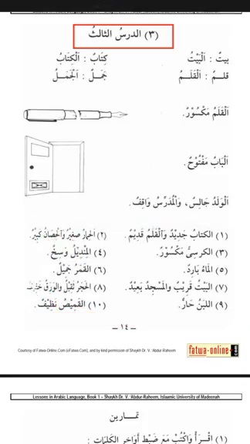Okay, let's move to the next page where we have tamarin, a lot of exercises. Tamarin is the plural of tamrin. Tamrin is an exercise, while tamarin means exercises. Number one, اقرأ واكتب مع ضبط أواخر الكلمات. You have to read and write, pronouncing the correct vowel on the last letter.